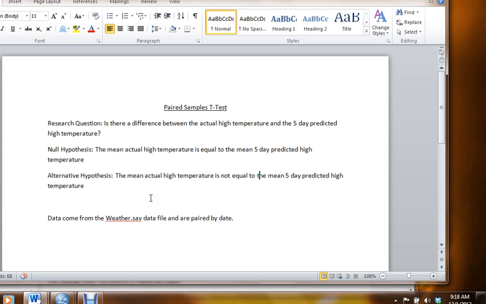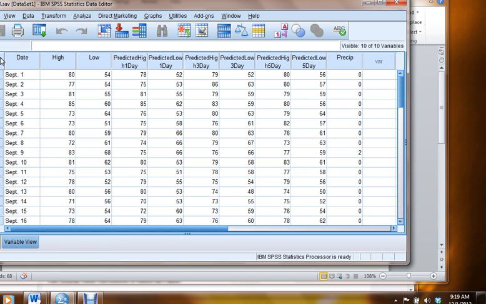They're paired because when you look in the data set in SPSS, you have the dates over here. Here's the actual high temperature, and over here is the predicted 5-day high temperature. So it's the date that's really pairing these two numbers together for each of these different entries in our SPSS data set.